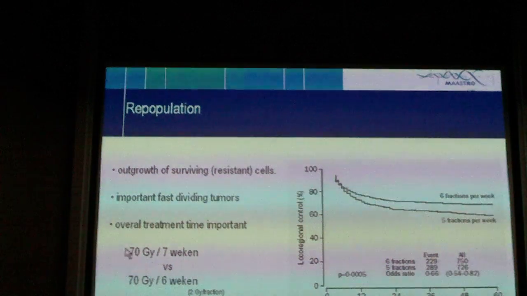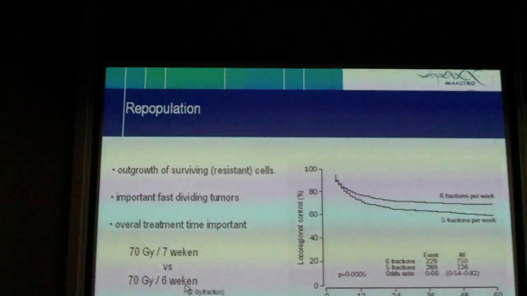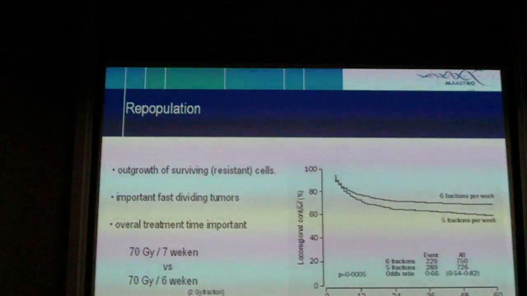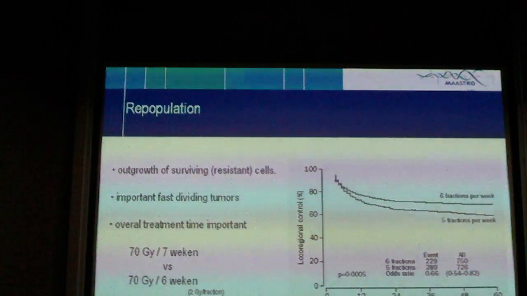So when you give 70 Gy to patients spread out in fractions over 7 weeks, and you compare that to 70 Gy spread out in fractions over 6 weeks, 2 Gy per fraction, you see that your 6 fractions per week gives a better survival. So this is local regional control, better survival over time compared to 5 fractions per week. So if you irradiate faster, from giving more fractions a day, it's better for cure.